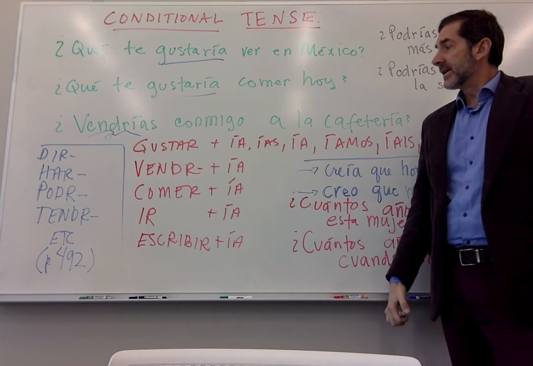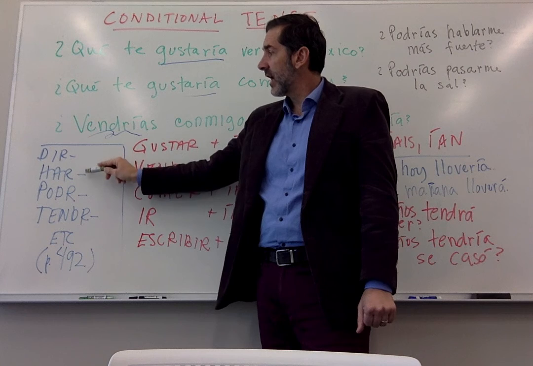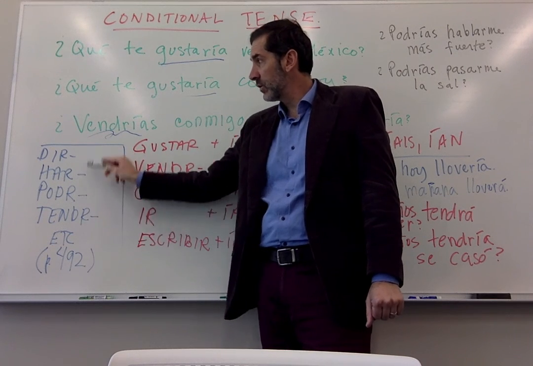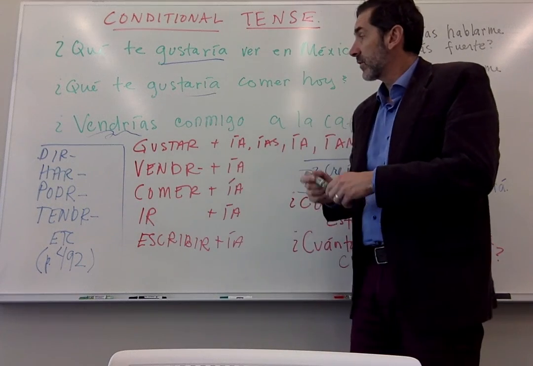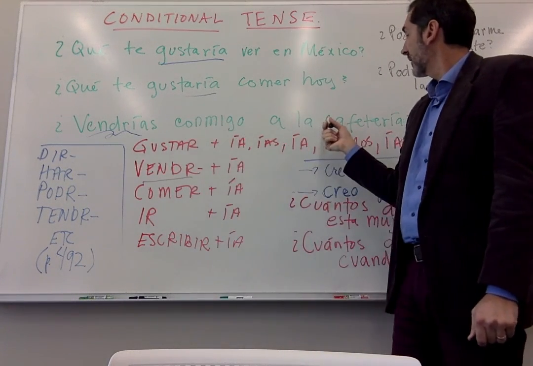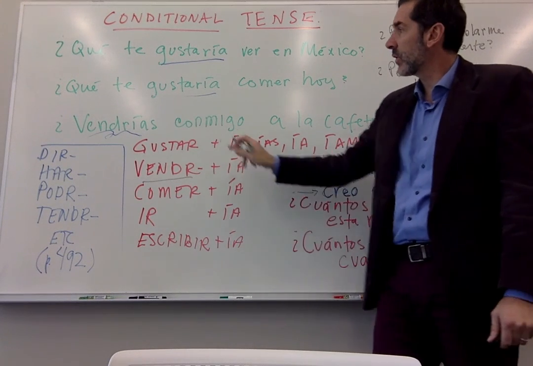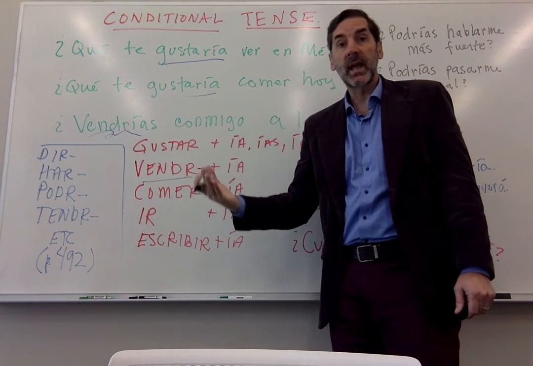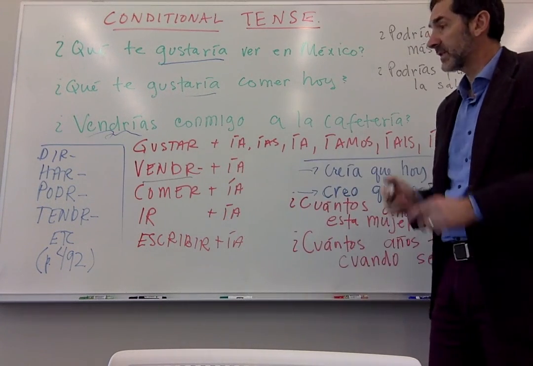All right? Now, again, we have our irregular stems here: der, ar, pod, tendr. Here's a few of them. These are on page 492 in your book. Here we've got my irregular stem with venir. ¿Vendrías conmigo a la cafetería? Would you mind? Would you come with me to the cafeteria? This is a way we use the conditional for a polite request.